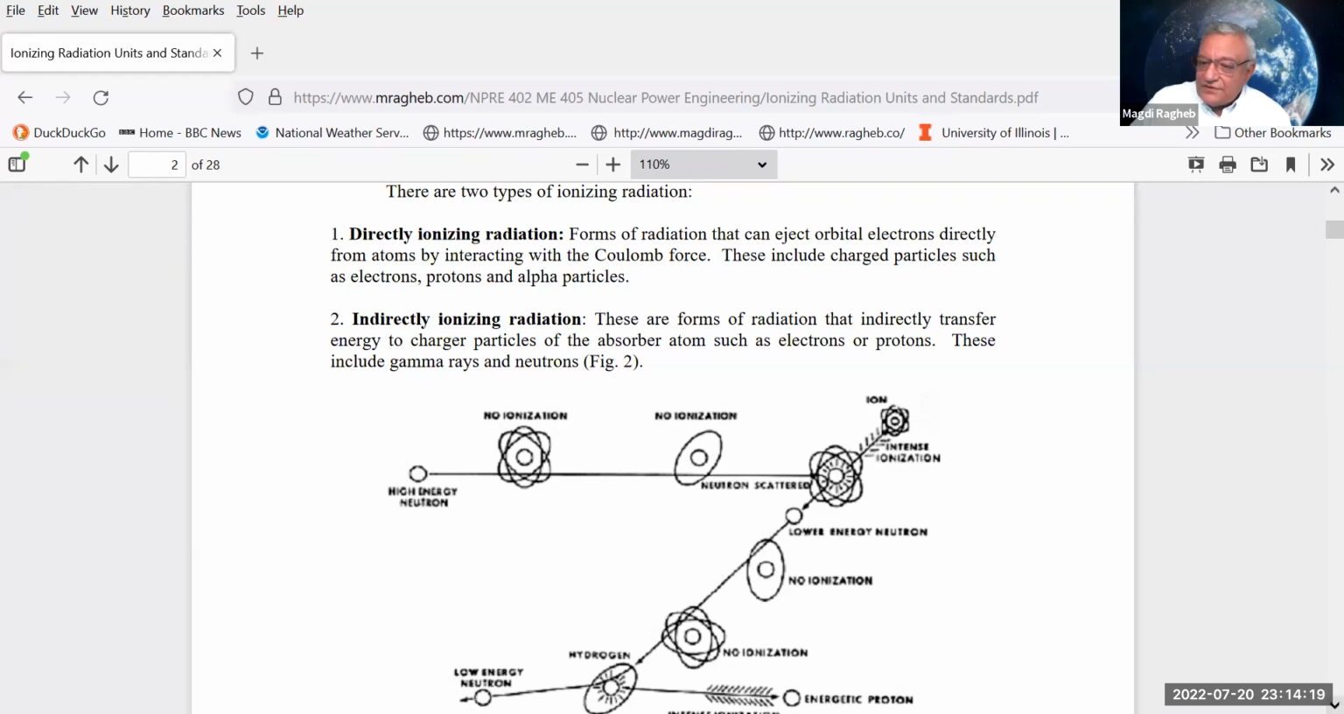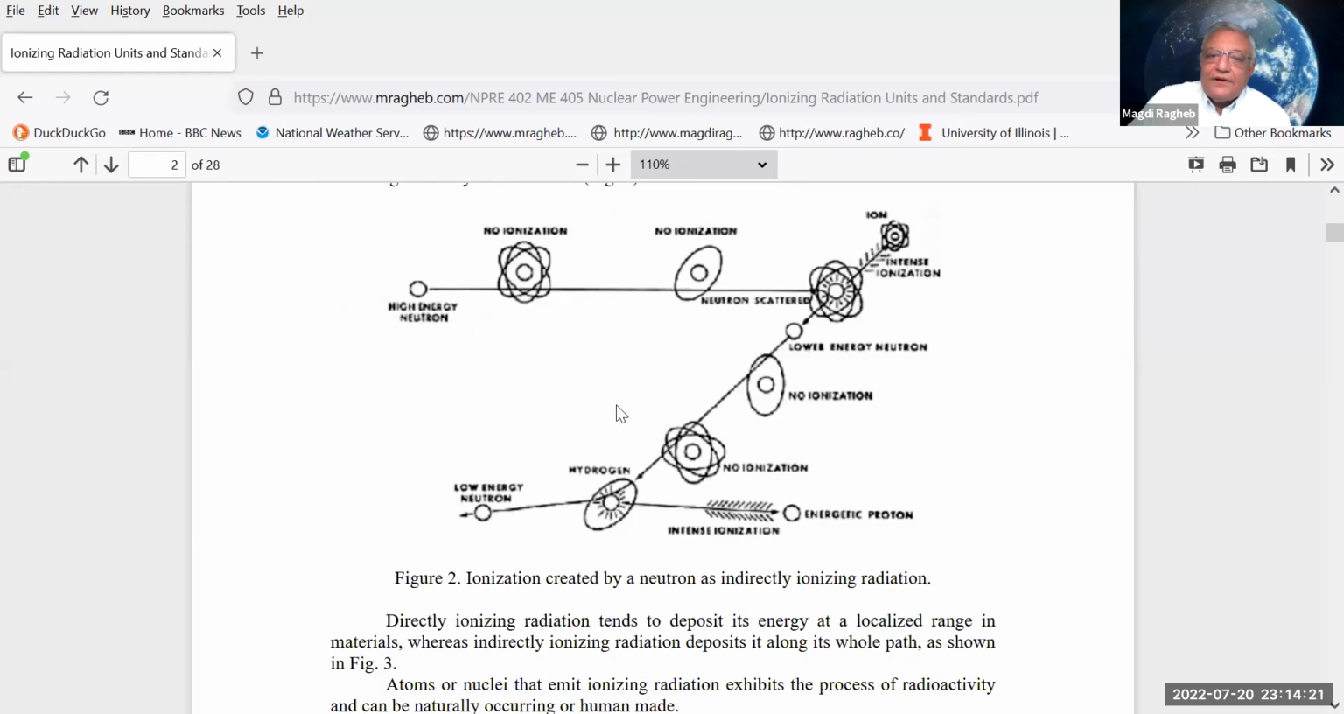We can show this on that diagram where a high energy, say, neutron, can go through the electronic cloud around the atom, not cause any kind of interactions, but then if it hits the nucleus, then you get basically intense radiation. You'll find that it can start the ionization process.